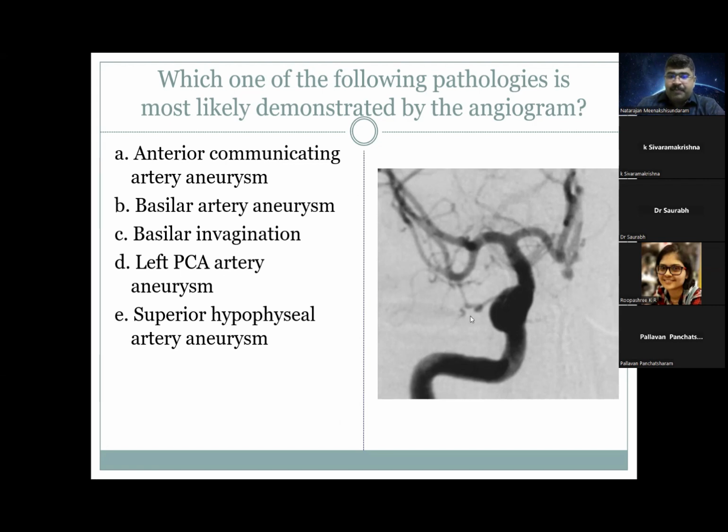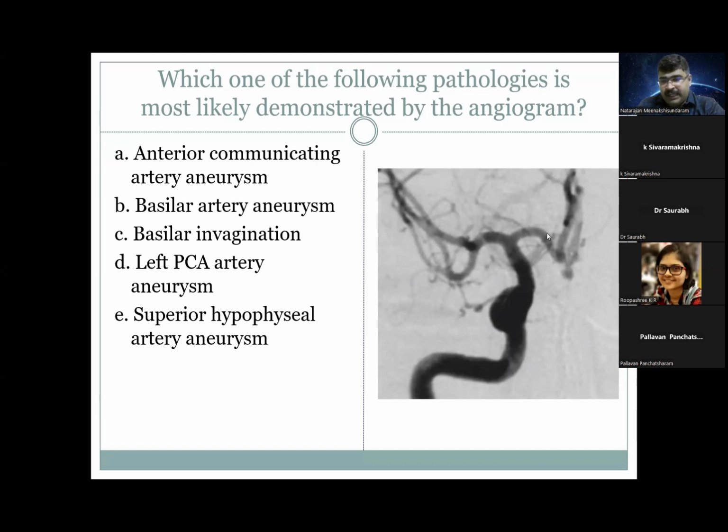So this is the anteroposterior view of the cerebral angiogram, the DSA picture. This is the internal carotid artery. The ICA is bifurcating into the medial A1 ACA and the lateral M1 MCA. The lateral M1 MCA is then bifurcating. This is the MCA bifurcation: the superior trunk of the MCA and the inferior trunk of the MCA.